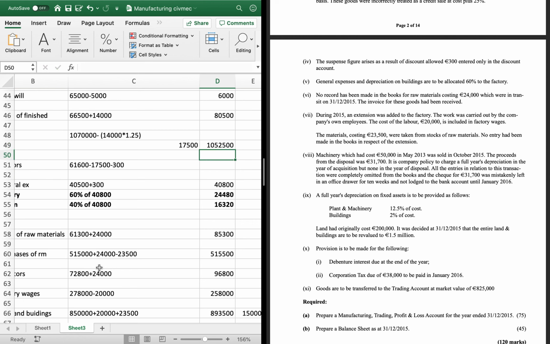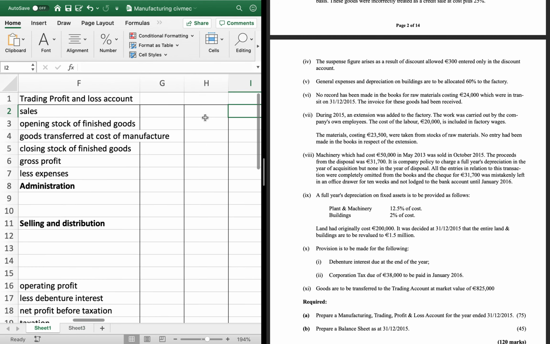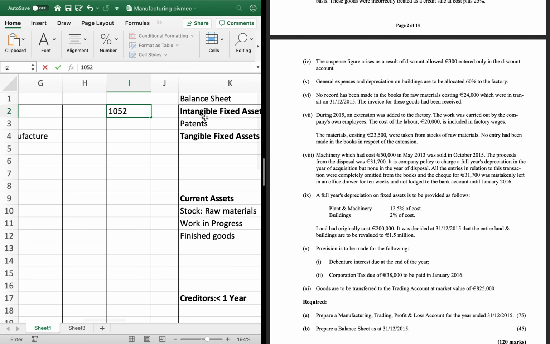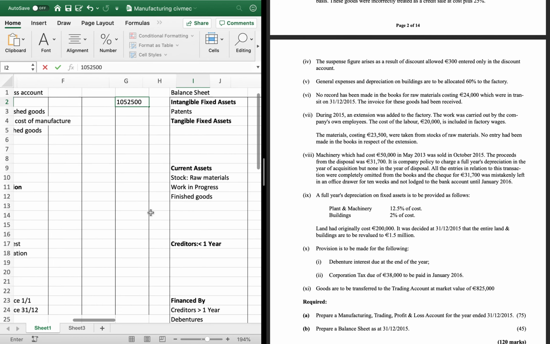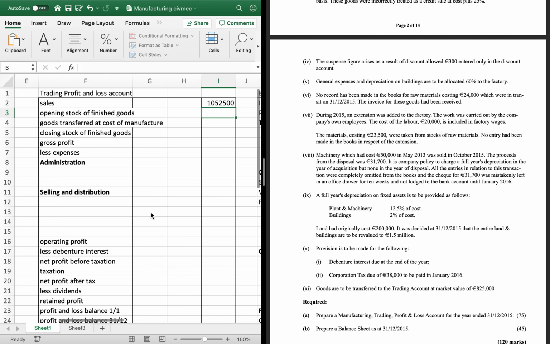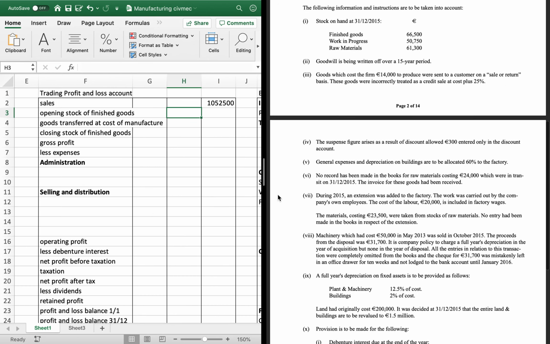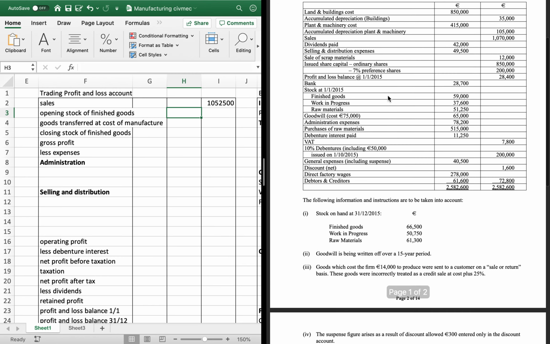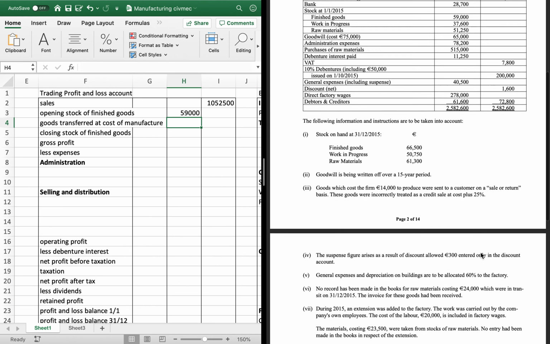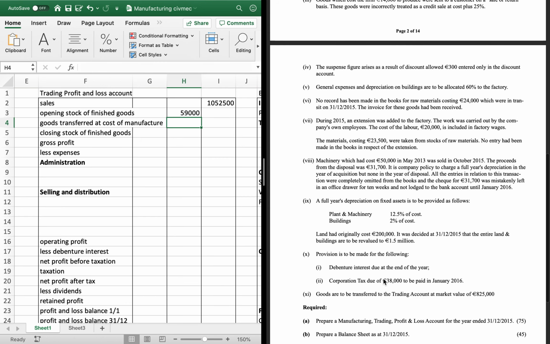So that's 1,052,500 for our sales. I'll just make it so as you can see it. Now, opening stock of finished goods from our question, 59,000. Now, at this point, it's goods transferred at cost of manufacture. So we will put in the cost of manufacture figure that we've transferred them off. So 825,000.